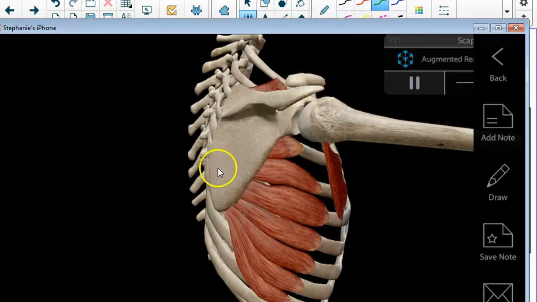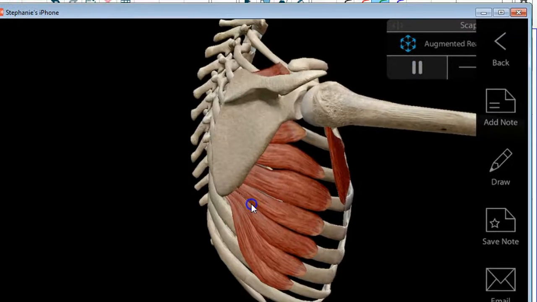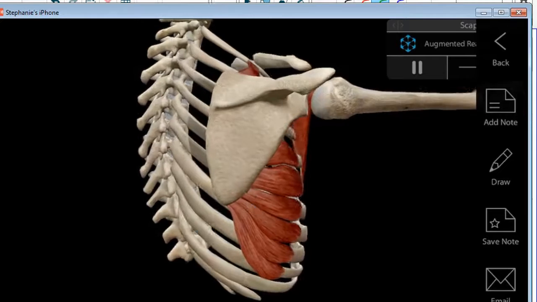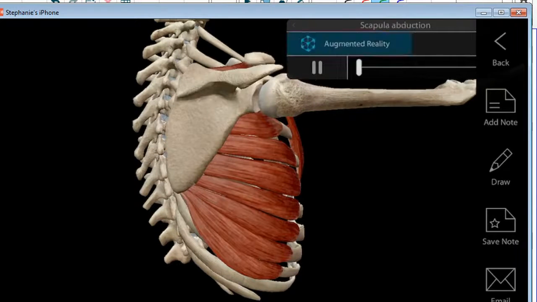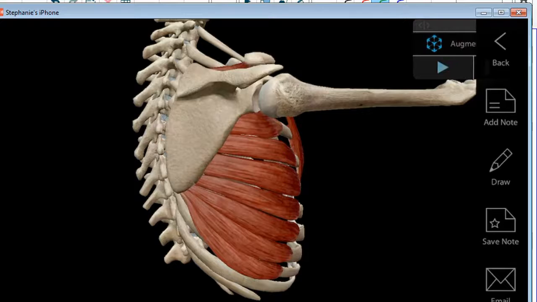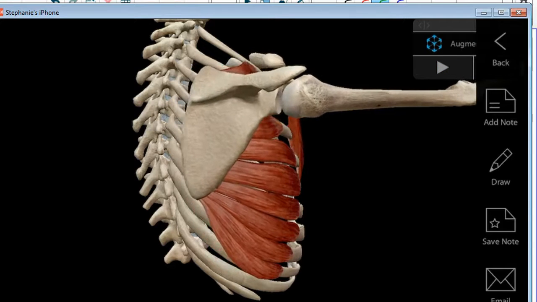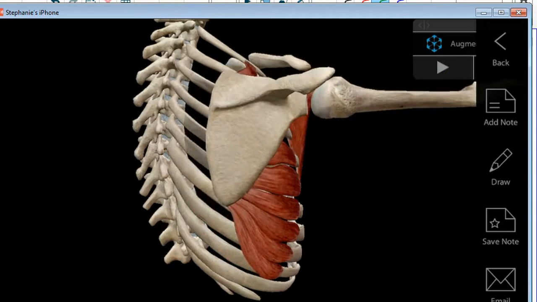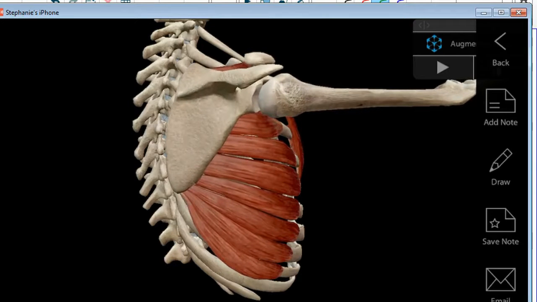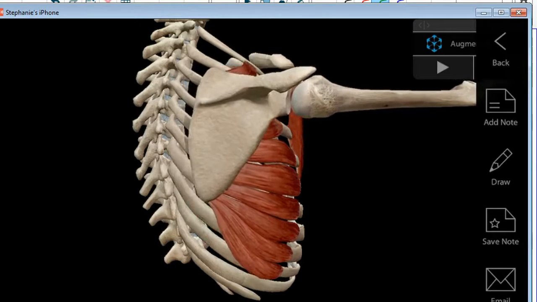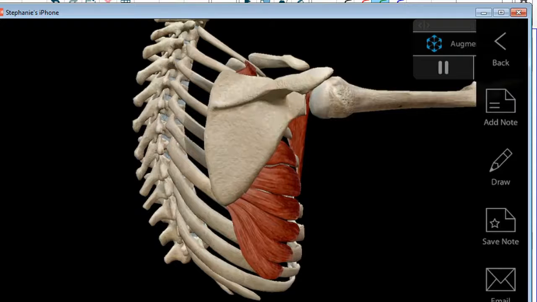So the scapula is moving, and if I rotate this, let me start that over. See, it just moved back. If I rotate this, you can really see that the scapula is moving away from the midline anteriorly. Now it's putting it back, moving closer to the front side of the body.